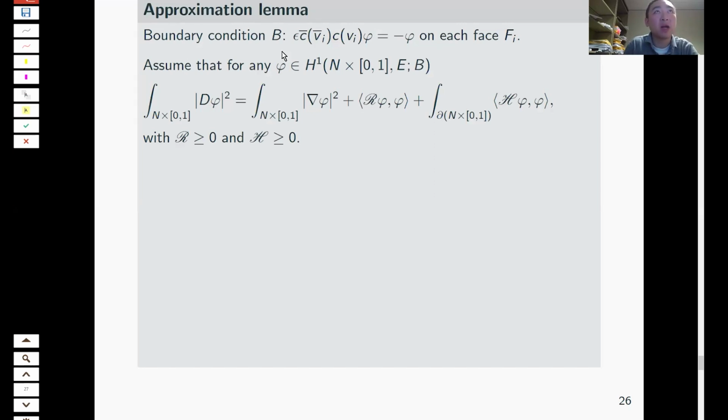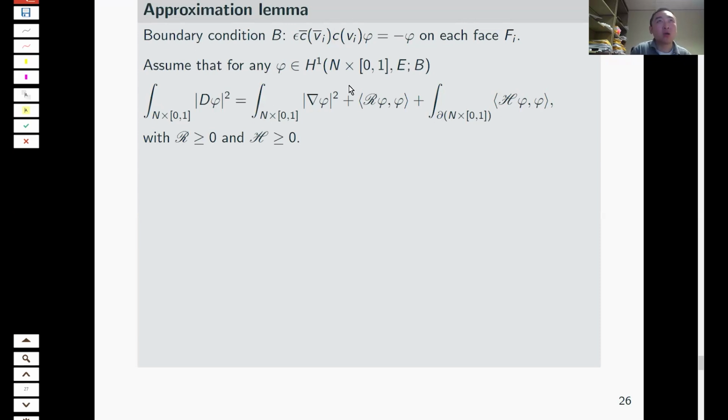So we have a manifold with polyhedral boundaries. It's just N cross [0,1] with boundary condition like this. And on this manifold, we have a Bochner type formula where the Dirac term is equal to the gradient plus some curvature term, and the boundary will be some second fundamental form term. In general, there will still be a boundary Dirac term, but it will be killed by the boundary condition.